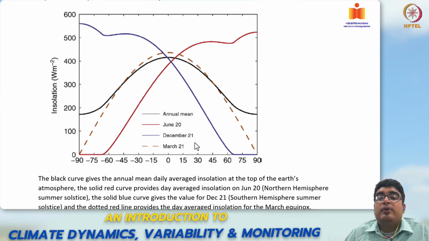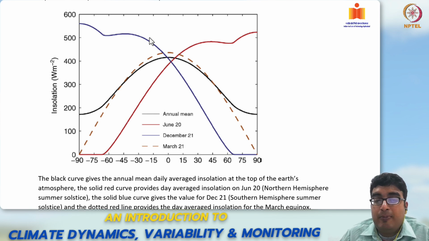Similarly, during December 21, which is the winter solstice, the entire southern hemisphere receives very high solar insolation, between 500 to 550 watt per meter square. The equator is still receiving around 400 watt per meter square of solar flux, and the northern hemisphere is getting very little incident solar flux.